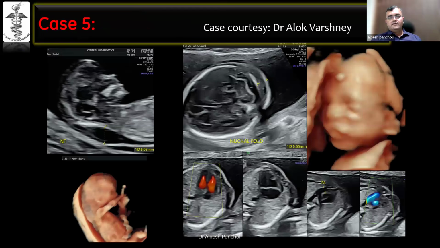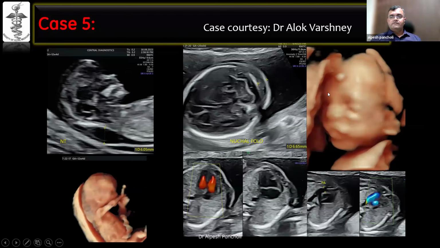Coming to case 5, this case was given to me by Dr. Alok Varshney. During the anomaly scan at 12 weeks 4 days, there is a very high NT, above 6 millimeters, with the corresponding 3D image. This patient continued pregnancy. At 20 weeks, there is persistence of nuchal fold thickness. In the heart evaluation, the four chamber view appeared normal, but there is a narrowing of the pulmonary artery.